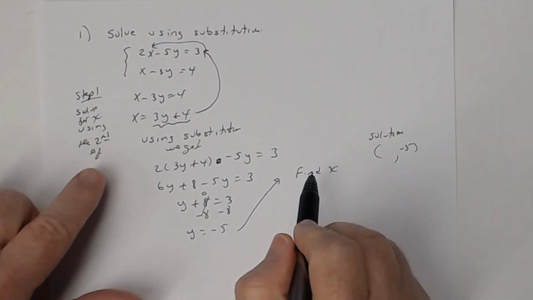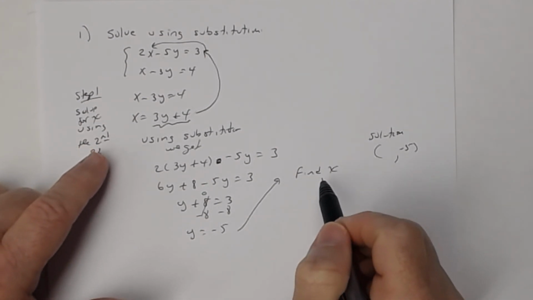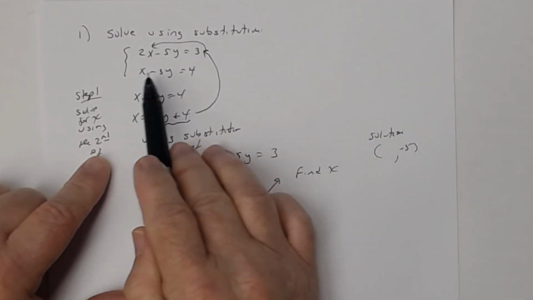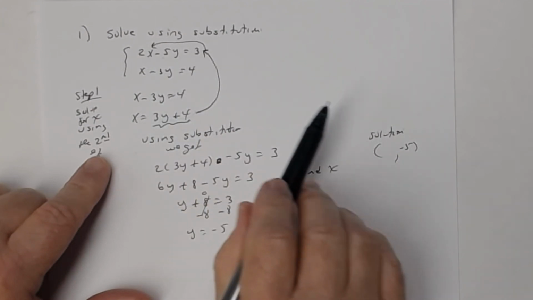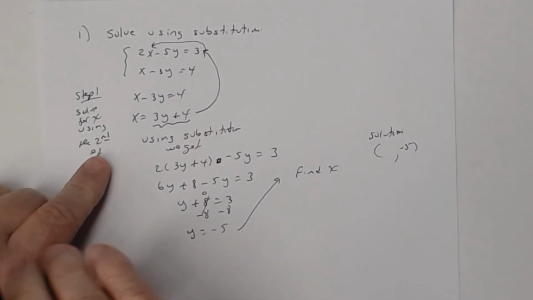So basically, mathematically, what you should do to find x is go back to one of the original equations. And wherever you see the variable y, you substitute negative 5. It does not matter which one, by the way. It does not matter which one.